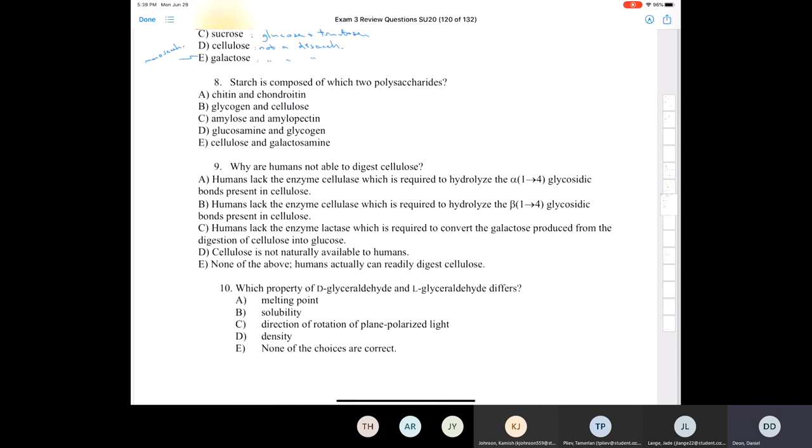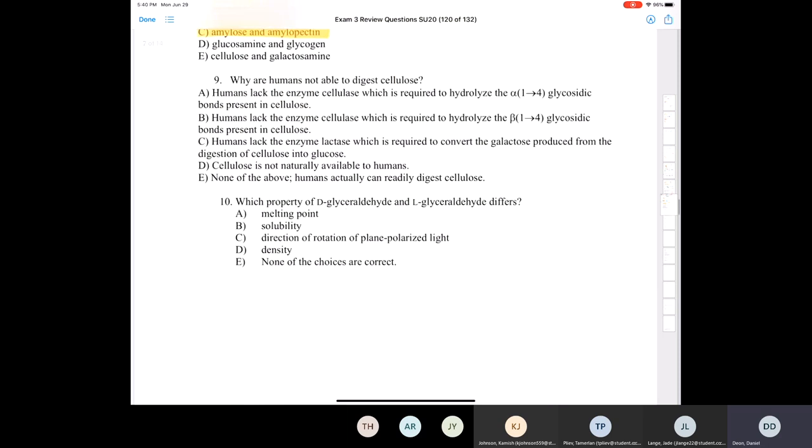Okay, starch. Starch is composed of which 2 polysaccharides? Who could tell me the answer to this one? What's the best answer for starch is composed of which 2 polysaccharides? All right, the answer is amylose and amylopectin are the 2 polysaccharides that starch is made from.